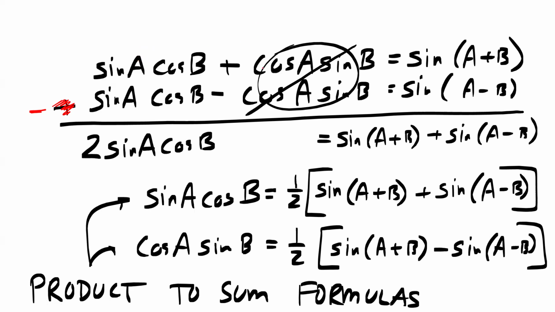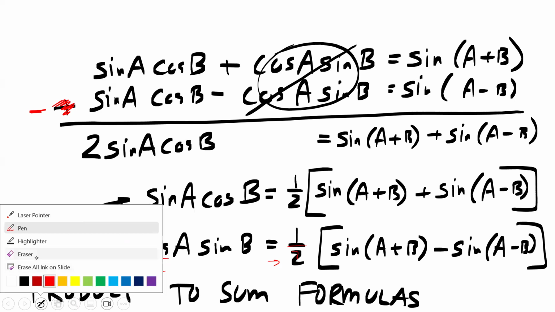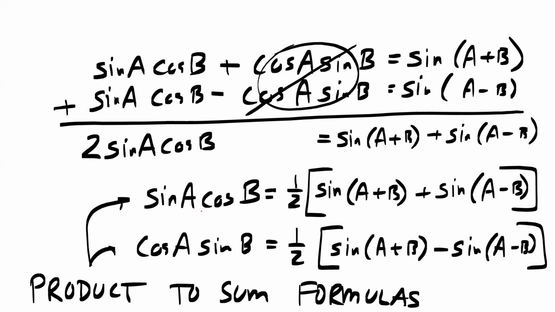No, it would be 2 cosine A sine B, right? And just like this one here, we would have a 2 here. And then what we do is we would divide by 2 here, and then divide by 2 here. And that's how we get this little 2 right there. But just the division by 2 each time. Okay, are we good now?